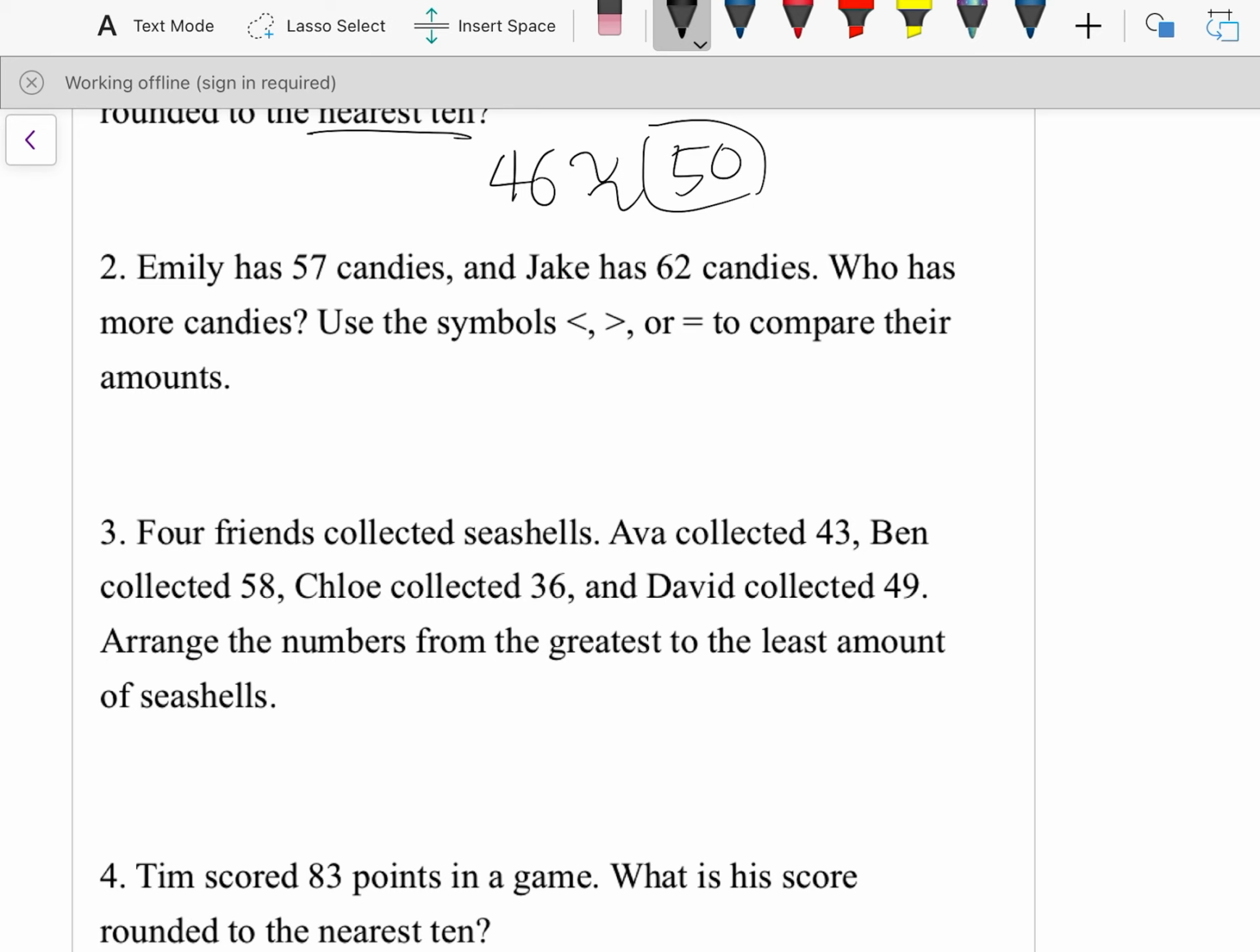And Emily has 57 candies and Jake has 62 candies. Who has more candies? Use the symbols greater than, less than, or equal to compare their amounts. So Emily has 57 and Jake has 62. But since 6 is greater than 5, and you know that 62 is just greater than 57 in general, we're going to put 57 is less than 62. And Jake has more.